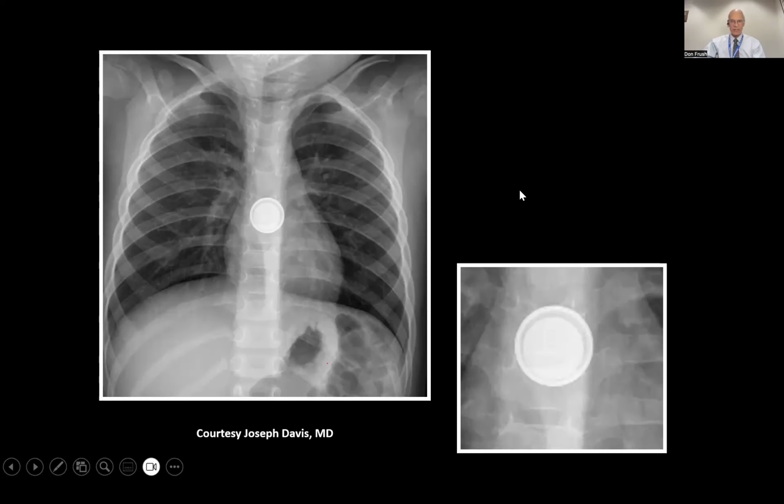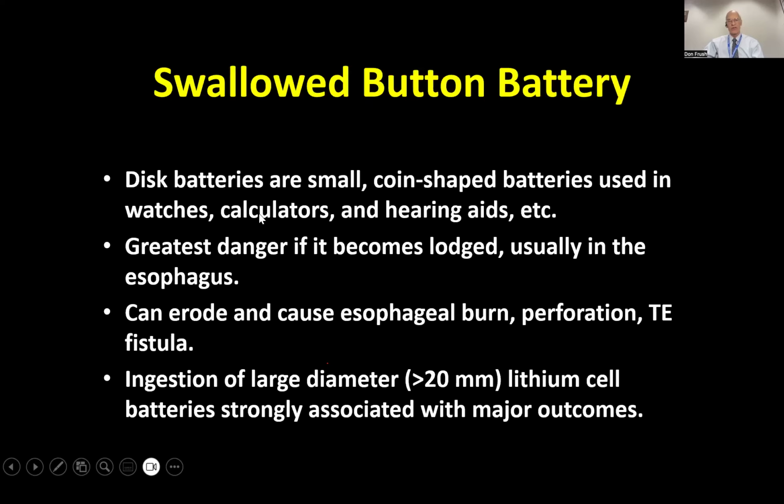Now let's talk for a minute about a really evil foreign body, and that's the button battery here. And you know it's a button battery because of this beveled edge right here. These are critical to find when they're in the esophagus, and I'll show you why.